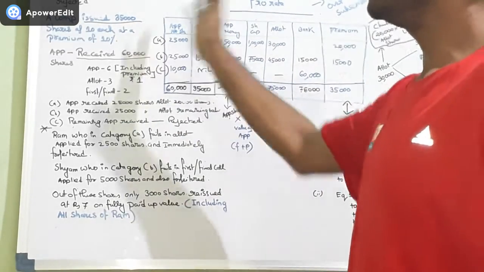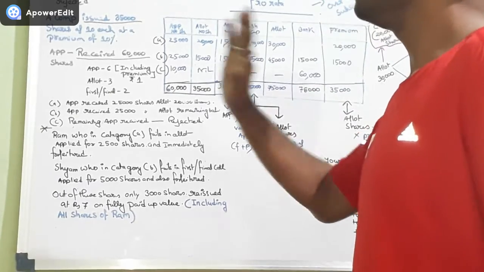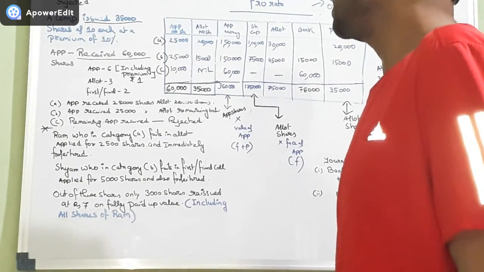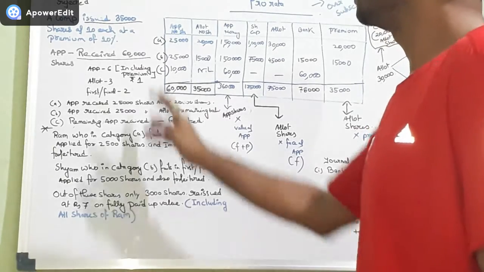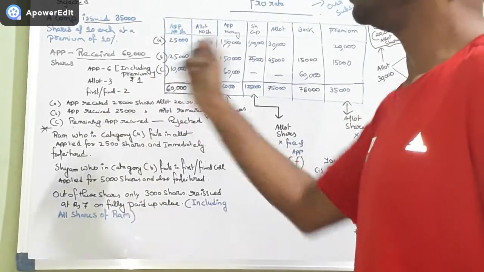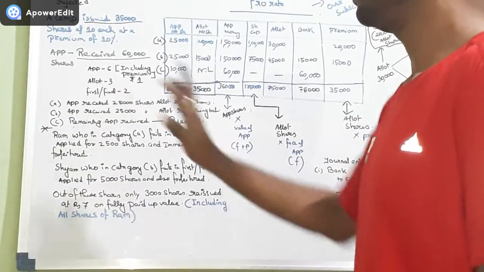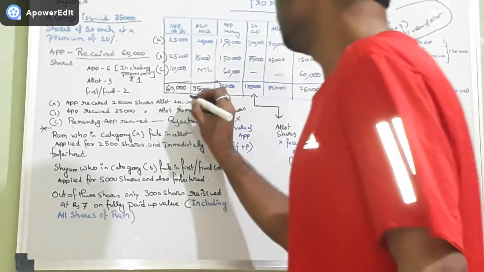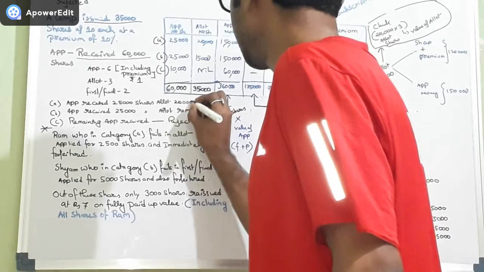So here 60,000, 35,000. I have given an example. It is being issued at a premium of 10%. Application received 60,000. Application value is 6 rupees, including premium 1 rupee. Allotment is 3. First and final call is 2. Now see, we will go part by part here.